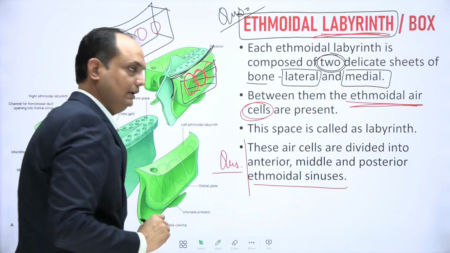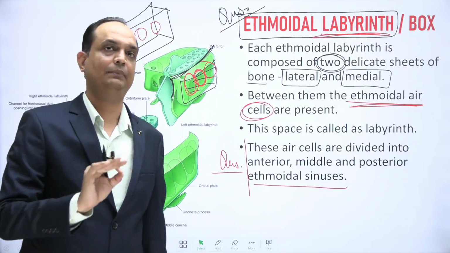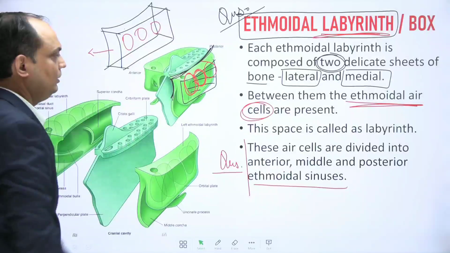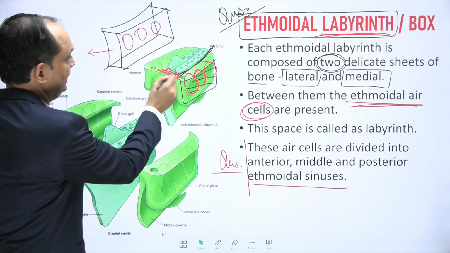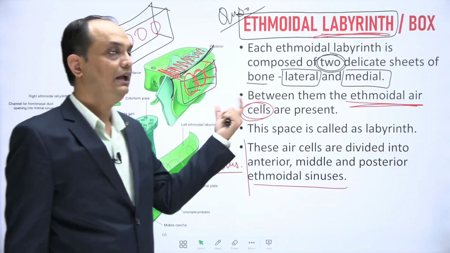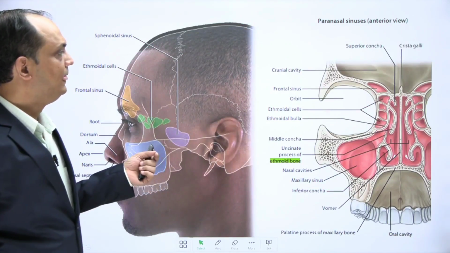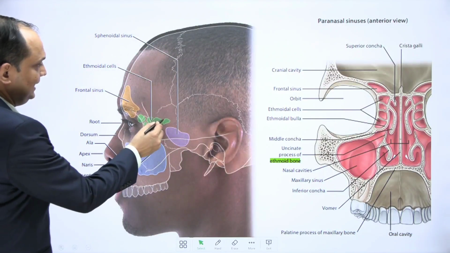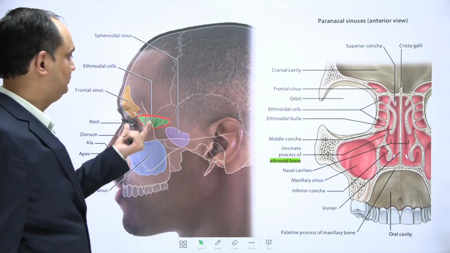So whenever you are reading the ethmoidal labyrinth, the first and basic thing is that it is nothing but two box-like structures present on both right and left sides, and these boxes are connected above in the midline by the cribriform plate, and each box contains air cells, and the air cells are known as ethmoidal sinuses. Now when you see the image of ethmoidal sinus, you can see that this is the collection of air cells between the two plates of ethmoidal labyrinth.